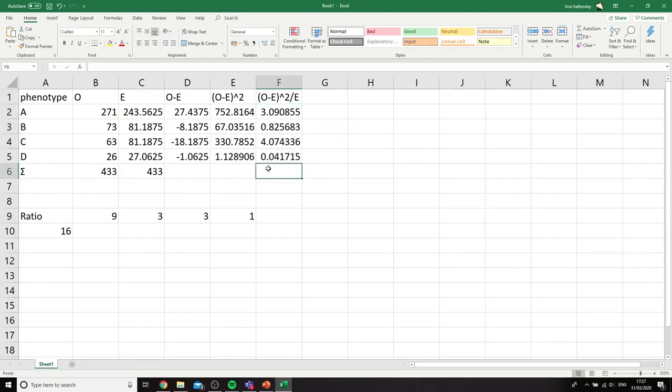Now, we need the sum of these. So equals sum. Open the bracket. Select all of those numbers and close the bracket. That number is your chi-squared. I'm going to highlight that. That is chi-squared. That is your chi-squared value. Okay.